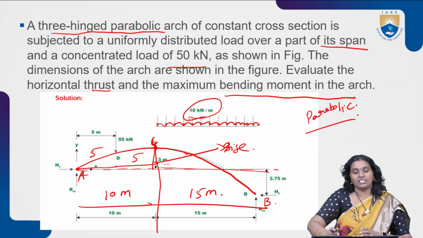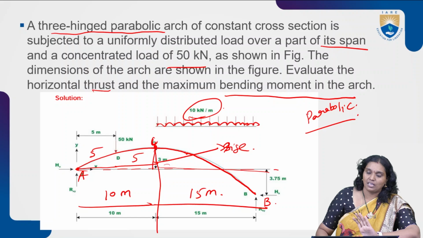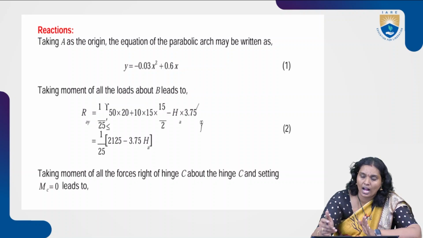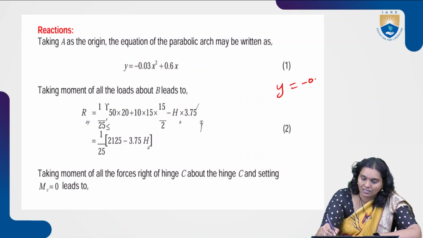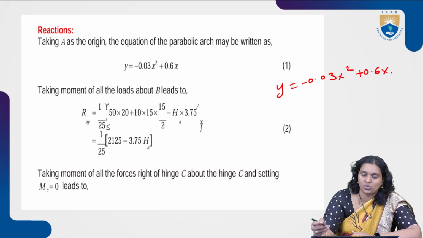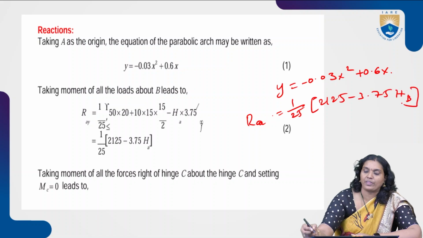Here the difference is that the starting point and ending point are not at the same level, so the arch is not in a symmetric condition. Even though we follow the same steps, for the reactions, taking A as the origin, the equation of the parabolic arch we write like this: y = -0.03x² + 0.6x. Now taking moments of all the loads about B leads to the reaction at A equal to 1/25 (2125 minus 3.75 H), where H is the horizontal reaction at A.